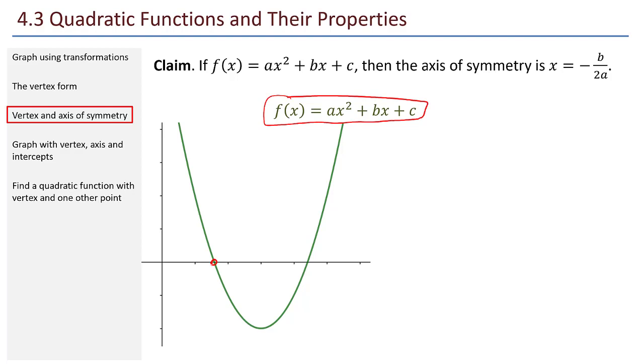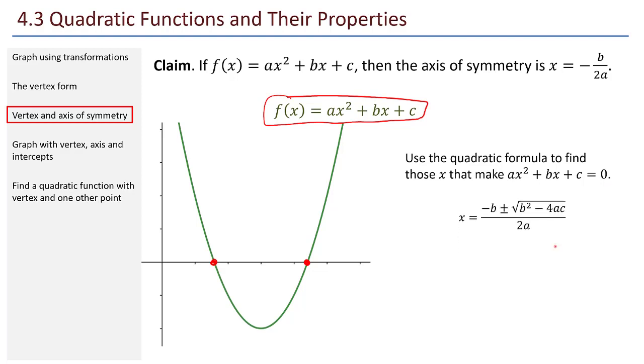How would I figure out the x-intercepts? How would I figure out where it crosses the x-axis? I do that by using the quadratic formula, perhaps, to find those x that make ax squared plus bx plus c equal 0. By the quadratic formula, those two x values are given by negative b plus or minus the square root of b squared minus 4ac, all over 2a.